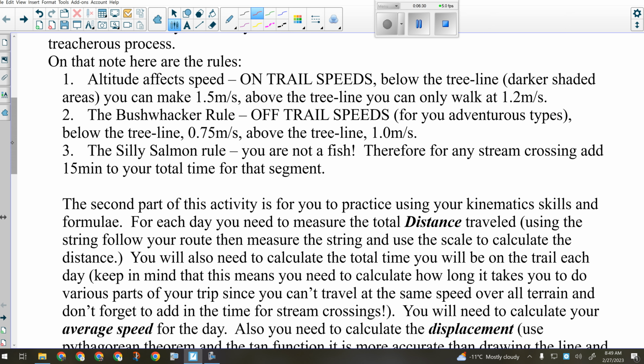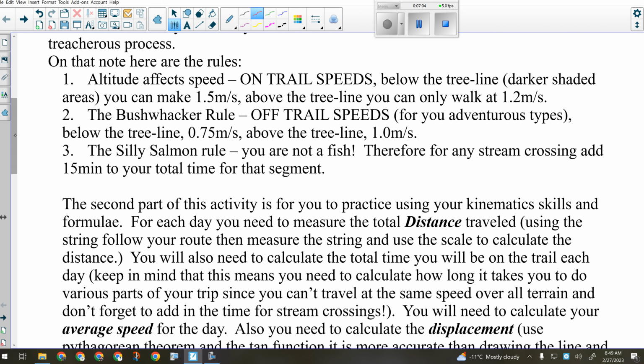All right, and the third rule is the silly salmon rule. You are not a fish, therefore any stream crossing not on a trail is going to add 15 minutes to your total time for that segment. So you will have to count how many times you cross streams not on a trail, okay, and add 15 minutes to your total time for the day for each time you do it. All right, because realistically, if you're crossing a river, you would have to make sure your pack is not going to get wet. Probably take your socks off so your socks don't get wet or whatever. Okay, you don't want to have wet feet for a whole day, stuff like that.